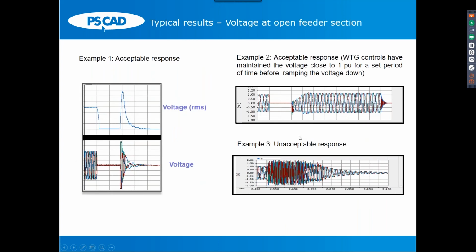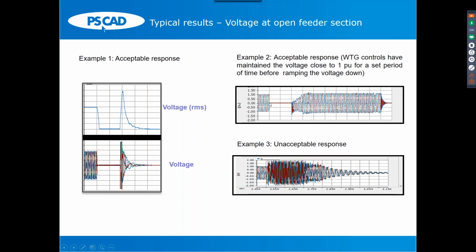Next, let us look at typical results. You already saw that. You can see there's a 3-phase to ground fault. In this case, on one of the feeders, I believe, the feeder is tripped, and you can see the RMS voltage, and the real voltage, of course, shoots up, but it is controlled. Example 1.